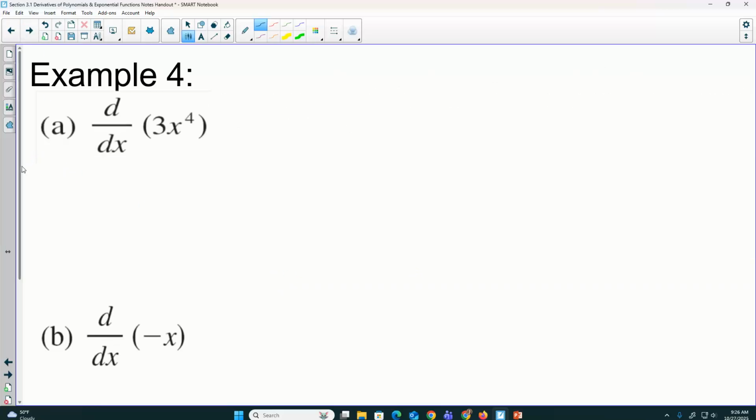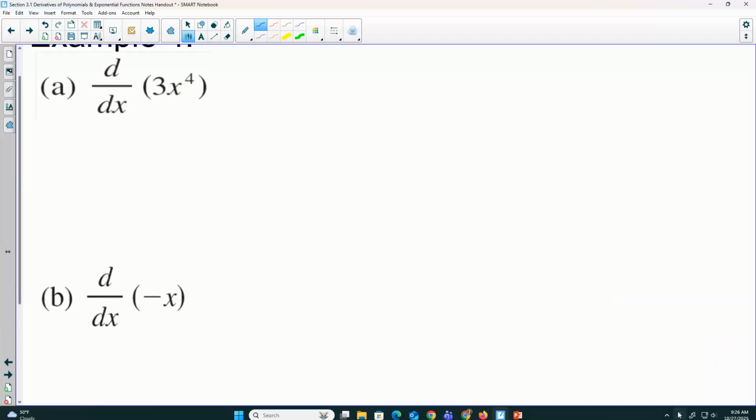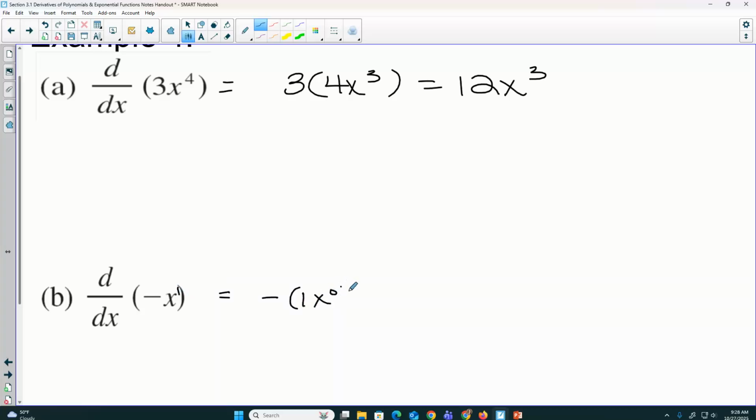All right, so knowing that, see if you can write down these two derivatives for me. 3 times 4x to the third, good. Here, the derivative of negative x. The negative just stays. X has an exponent of 1. 1 comes down, if you subtract 1, it's 0. What's x to the 0 power? So we just get negative 1. Did you guys get those two? Okay.